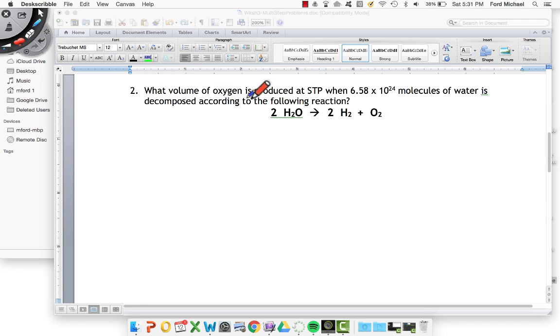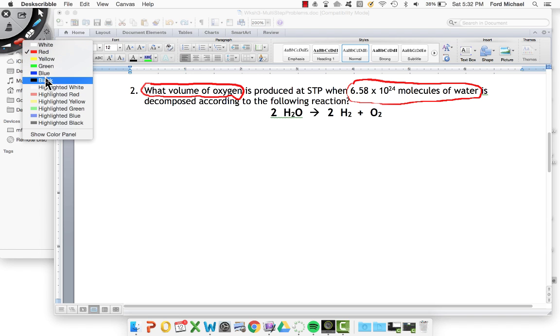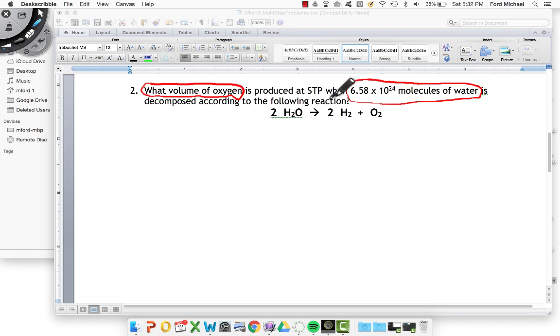We have a problem here that says: what volume of oxygen is produced at STP when 6.58 times 10 to the 24th molecules of water decompose according to the following reaction? This is a balanced reaction. Here's our given: we're going to start with molecules of water. And here's what we're trying to find: volume of oxygen, in liters. So we start here with our given.